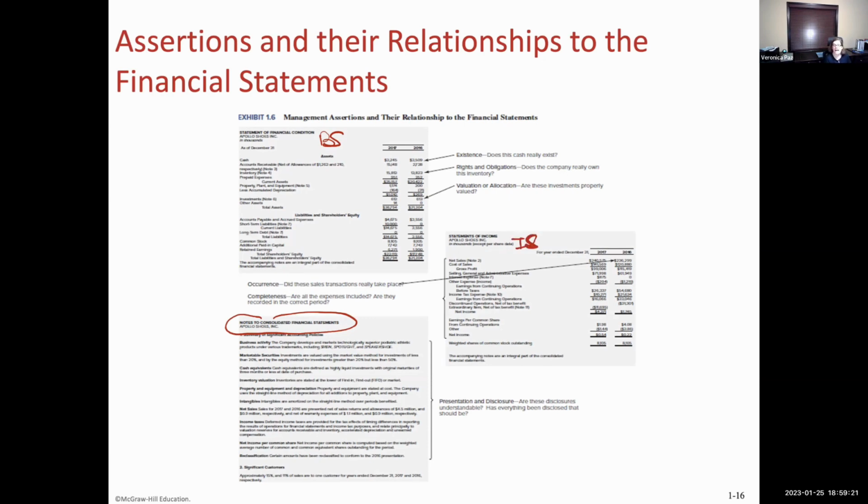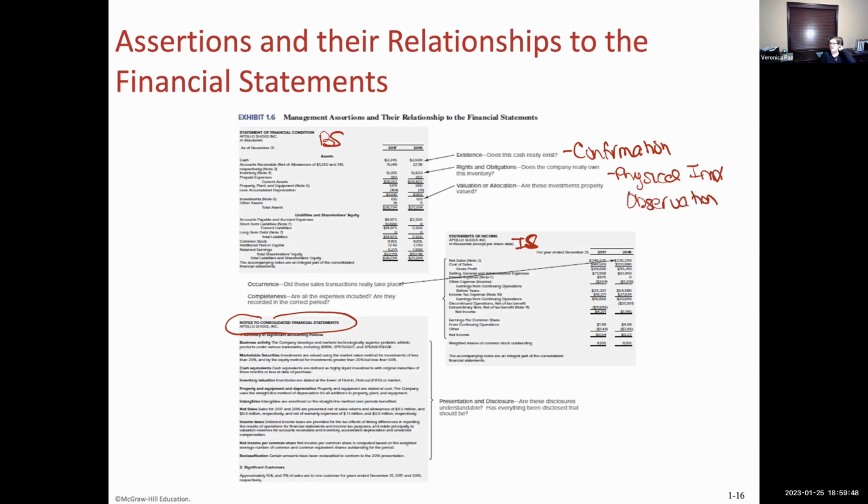And then you're seeing how does cash really exist? Here, we actually test this with a confirmation. We send a standard cash confirmation, and when we get to that chapter, I'll show you. And basically that's the key: rights and obligations, how we test it. Inventory, in this case, we have to test with a physical inventory observation.